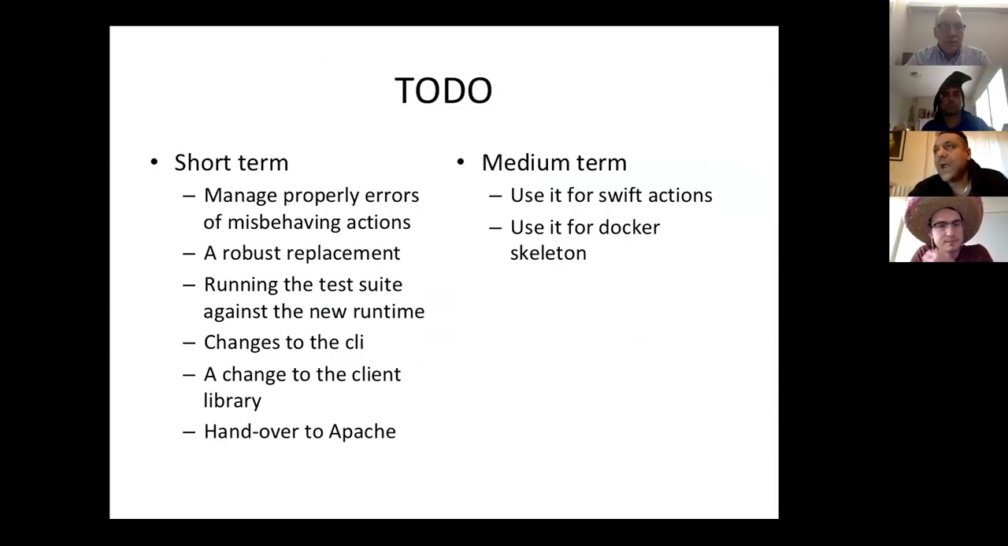So where am I? What is there left to do? In the short term, I have to complete the implementation, properly managing the error conditions. The most important thing is to be sure that I do not get stuck when, for some reason, the child process misbehaves. Then I have to run the test suite against the executable. Then I have to make a few changes to the command line to support the actions, create a client library to make it easy to write actions, and then hand over.